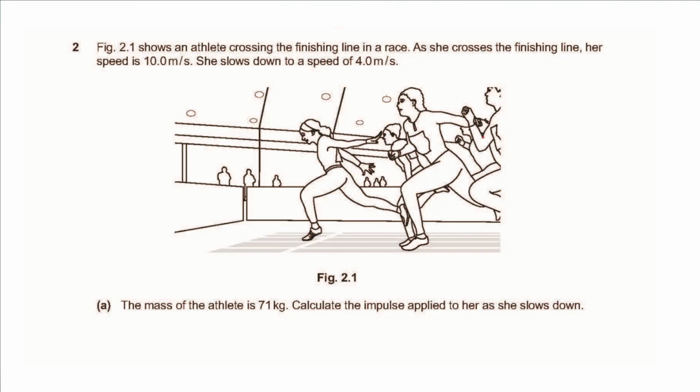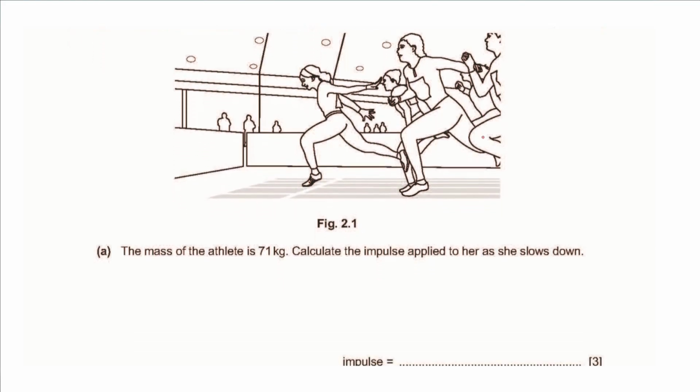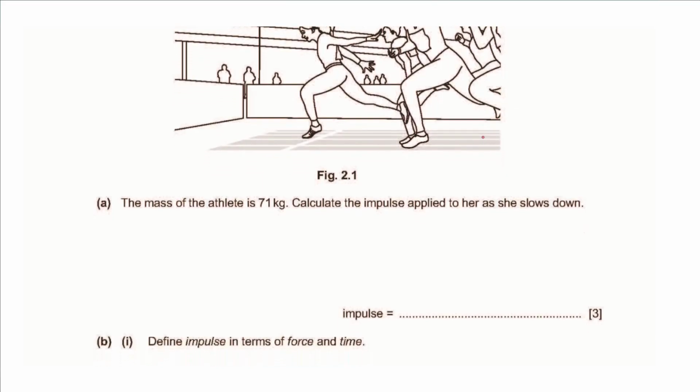Question 2 says figure 2.1 shows an athlete crossing the finishing line in a race. As she crosses the finishing line, her speed is 10.0 meters per second. She slows down to a speed of 4 meters per second, and the mass of the athlete is 71 kilograms. Calculate the impulse applied to her as she slows down.